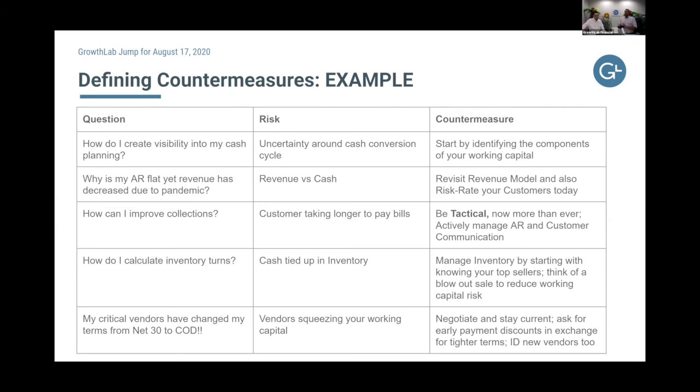So last question here, tie it all back together. What happens when the vendors put the screws on? If the vendors start squeezing working capital, so my critical vendors have changed my terms from net 30 to COD, something we've been seeing a lot lately, you're pretty much screwed. That's not a very fun situation to be in.